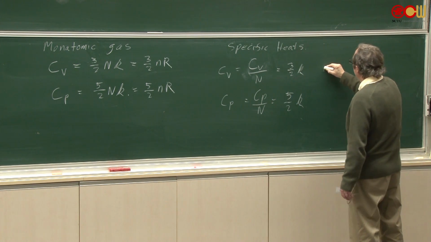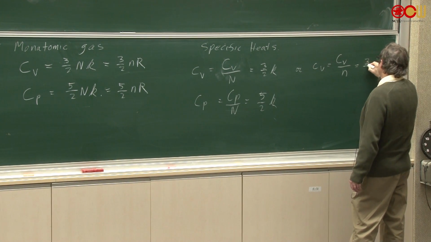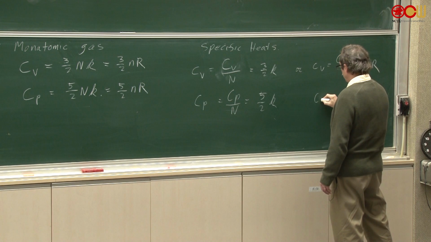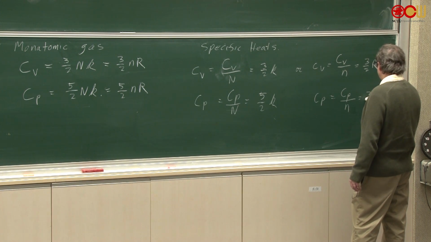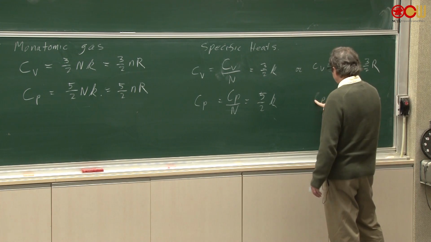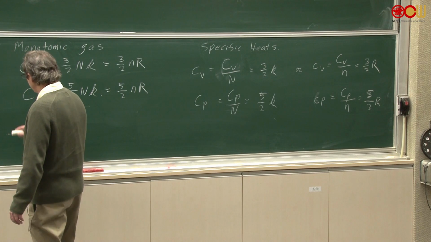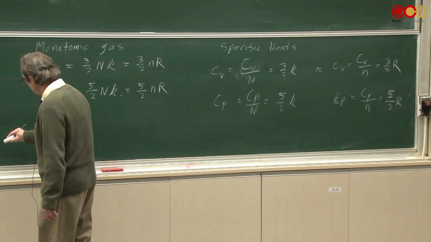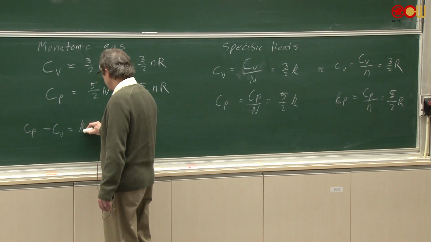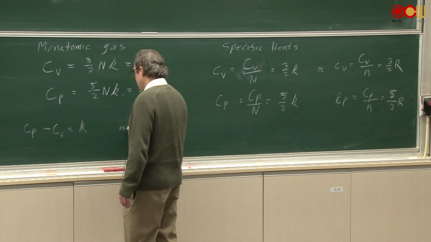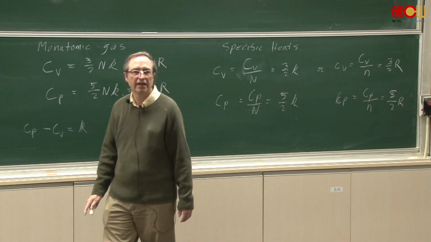Or you can have CV equals CV over little n, so that's 3/2 R, or CP equals CP over n, 5/2 R. So this is a little cp, the heat capacity per mole, and so notice cp, where this is specific heat, minus cv equals K, or the other version, cp minus cv equals R. Okay, depending on your units.